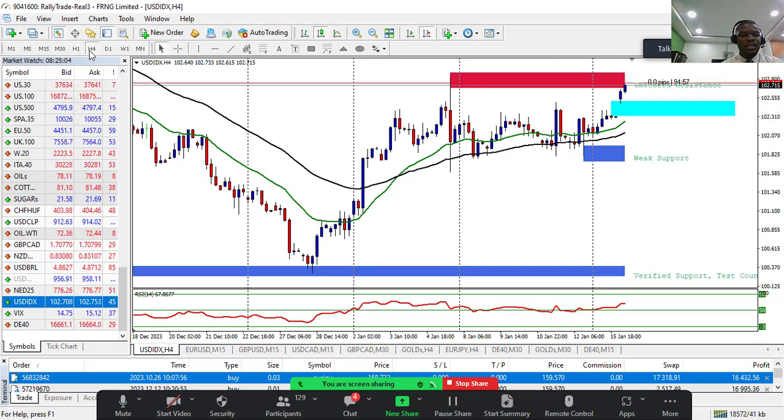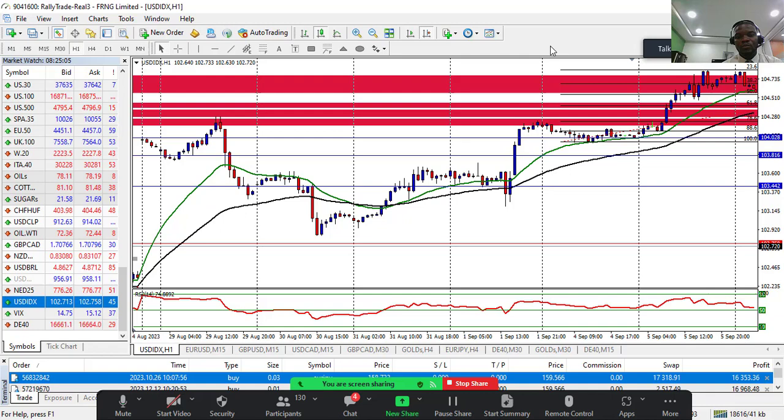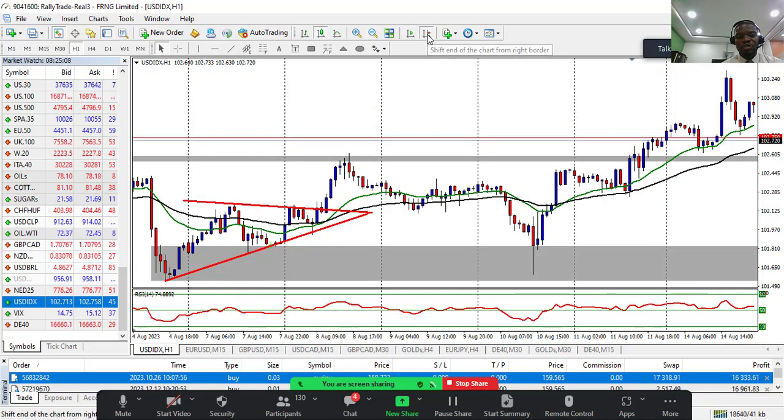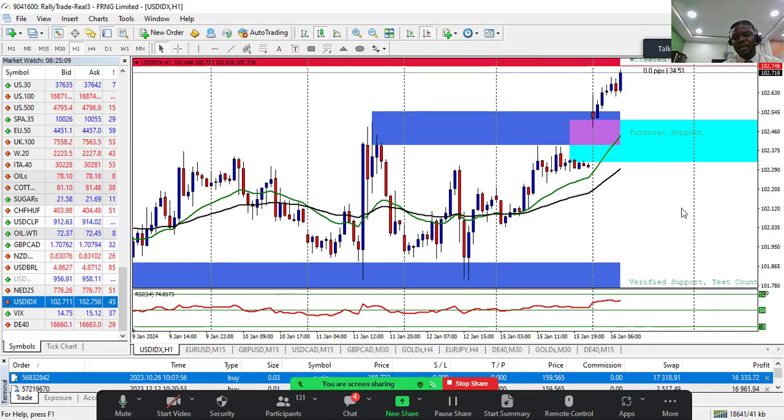If I switch my chart to the 1 hour time frame, you should be able to see that same gap. So here is the gap. This is where the price or the market closed yesterday. Breaking today, we saw a gap up. So this is the pressure.